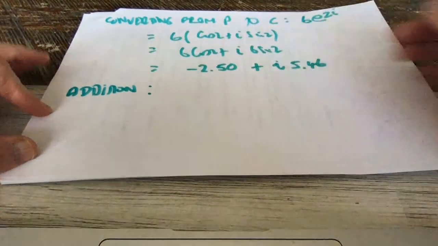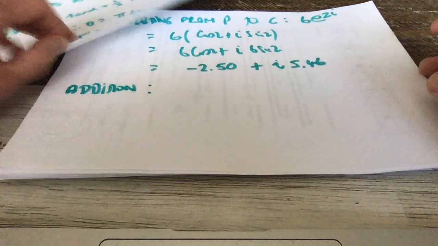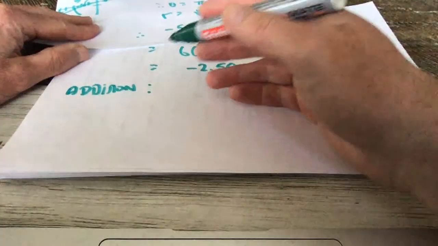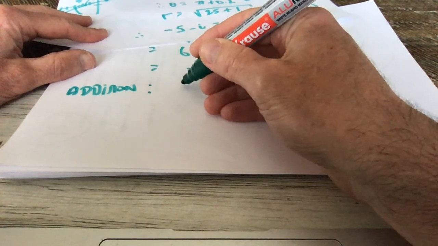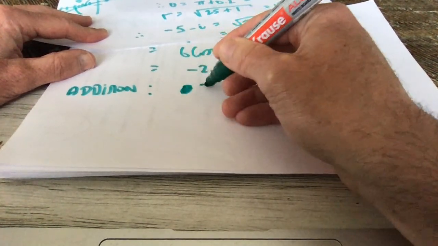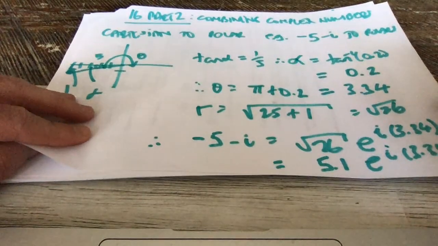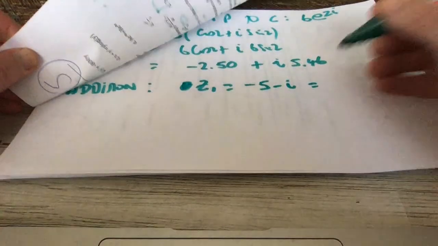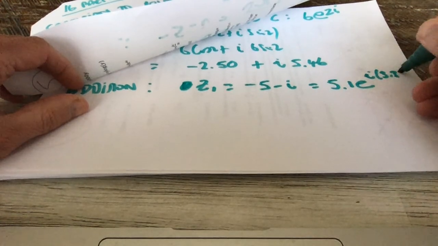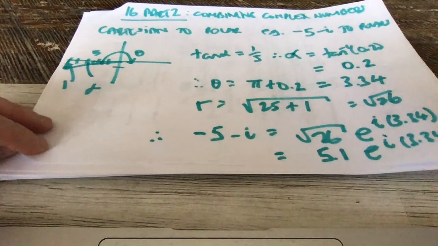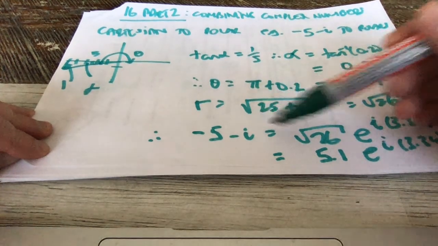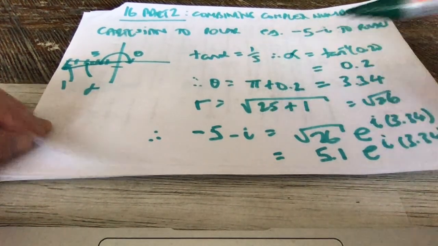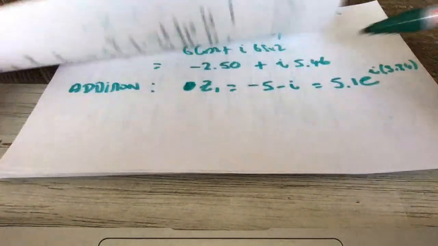So let's see. Suppose I want to add these two complex numbers. Remember, we've got two complex numbers here. Let me call the first one complex number 1. So Z1 is this one here. It's minus 5 minus i, and that's equal to 5.1 exponential i 3.34. So that's the first point we looked at. They're exactly the same, different forms of the same thing. So the first complex number is either minus 5 minus i or 5.1 exponential i 3.34.